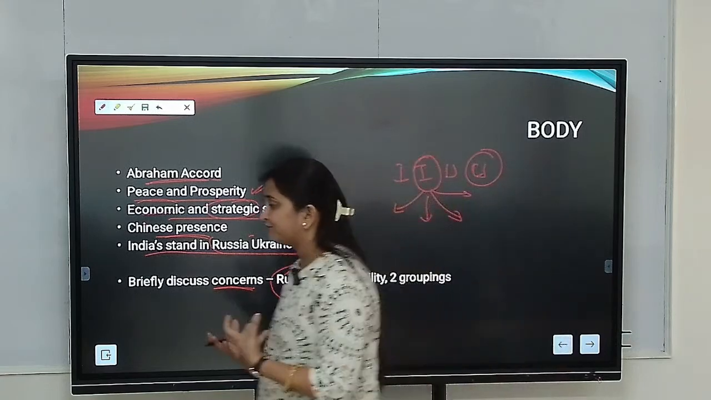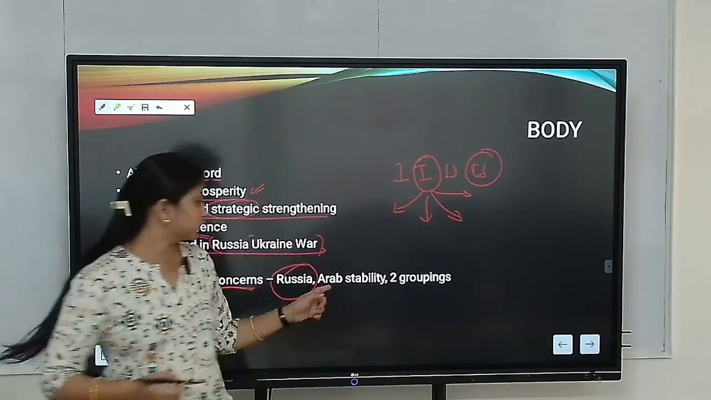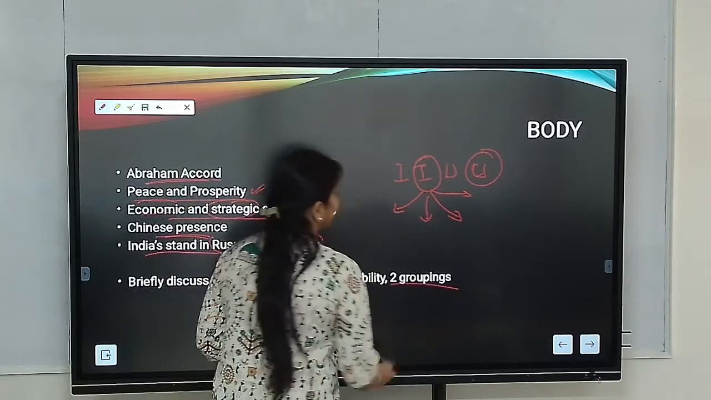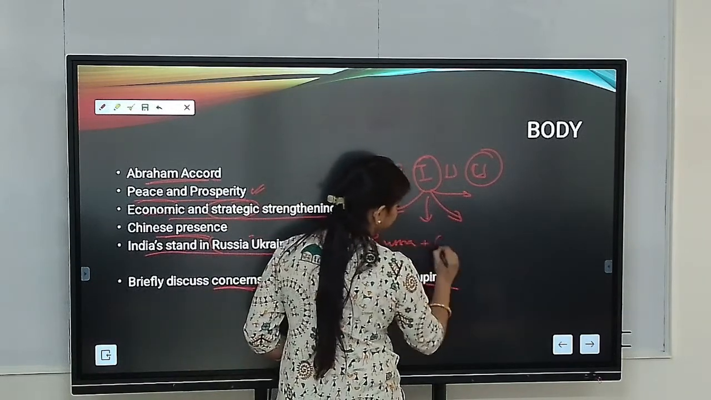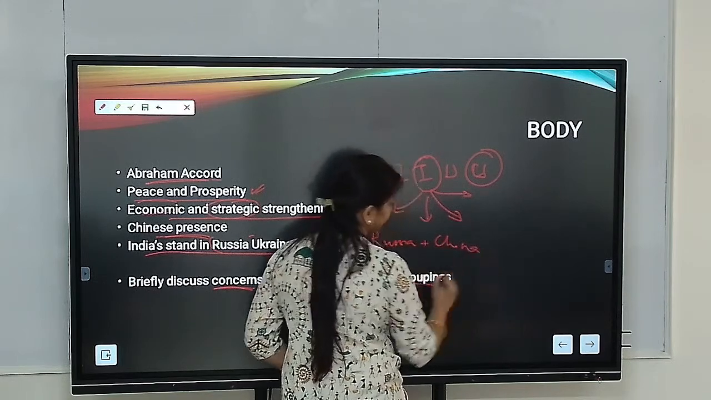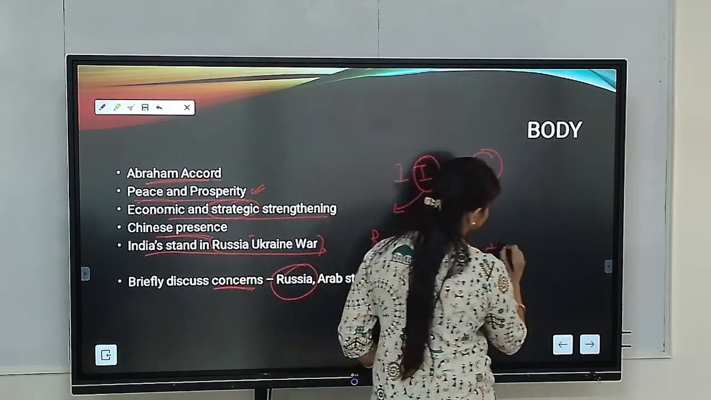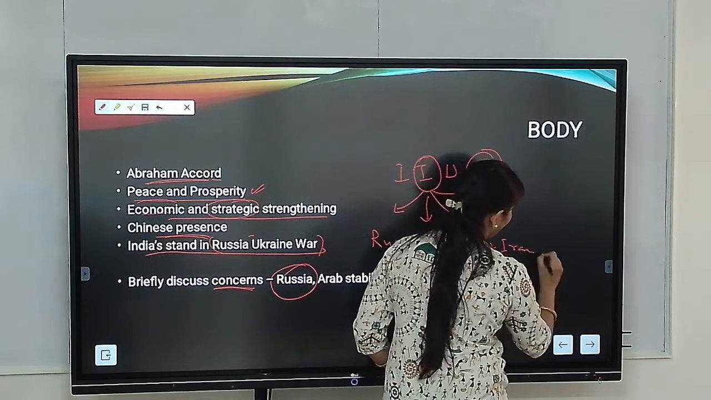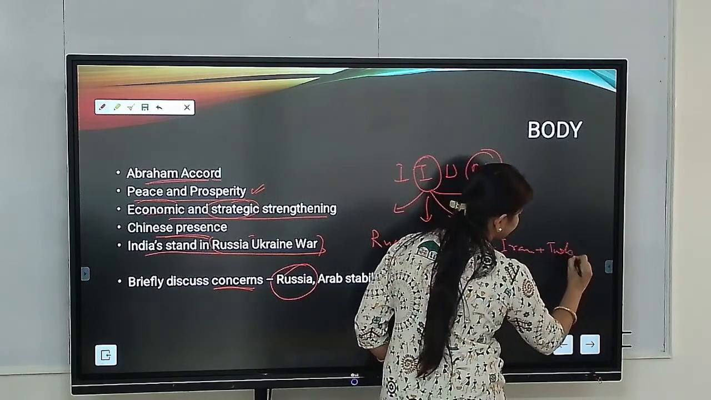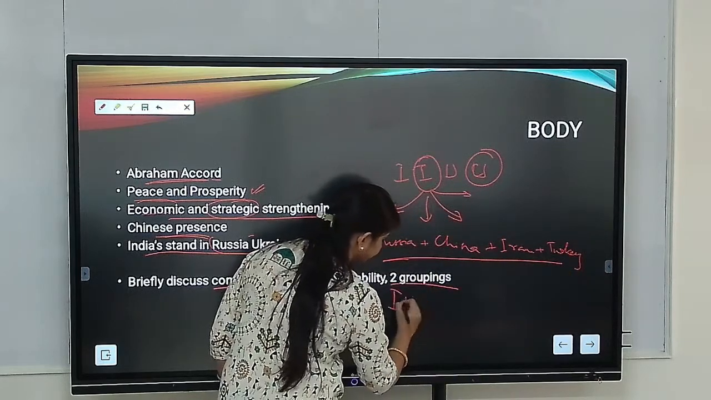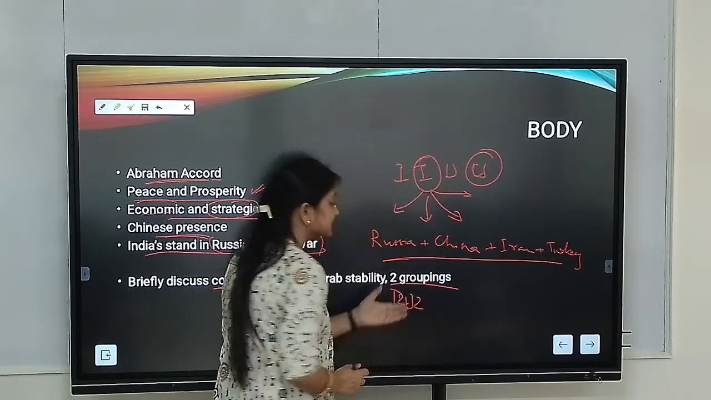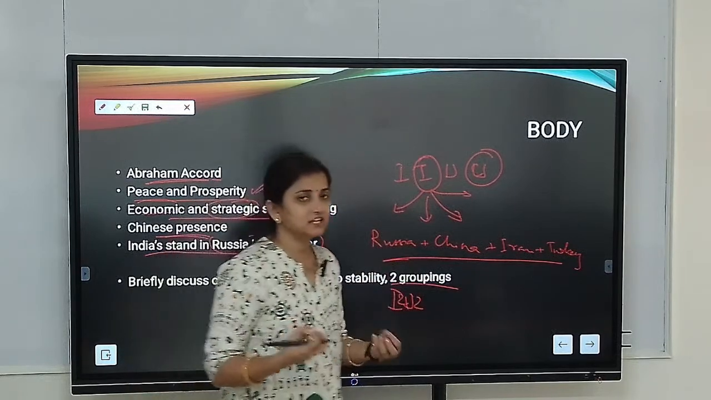Russia itself is forming a separate grouping. Wherein we can say Russia, China, Iran, Turkey, all such countries will come on one side of the line. On the other side will be countries like I2U2. Okay, so two such international groupings are forming here.